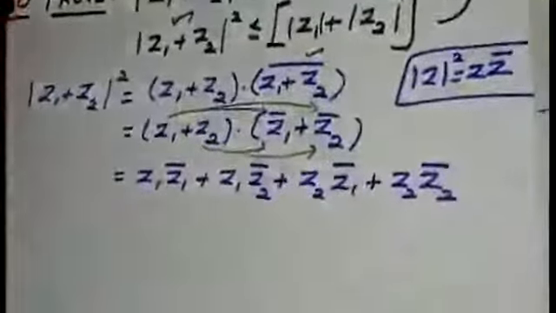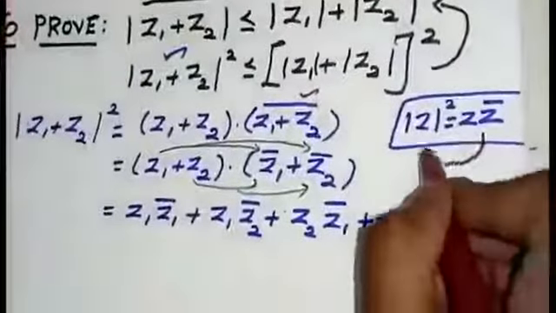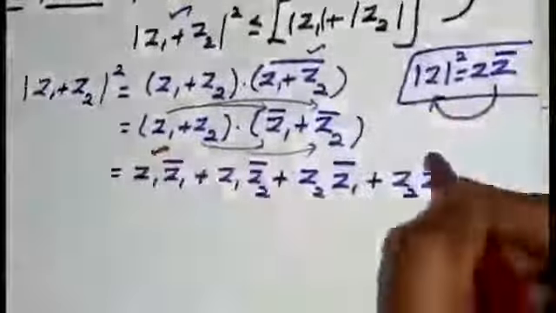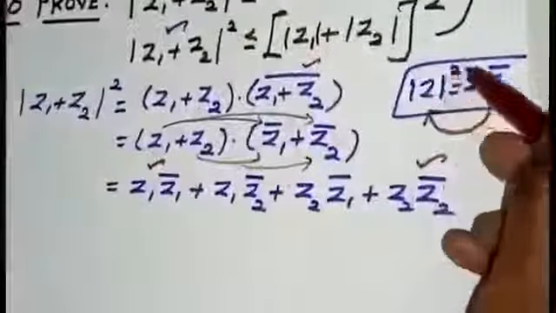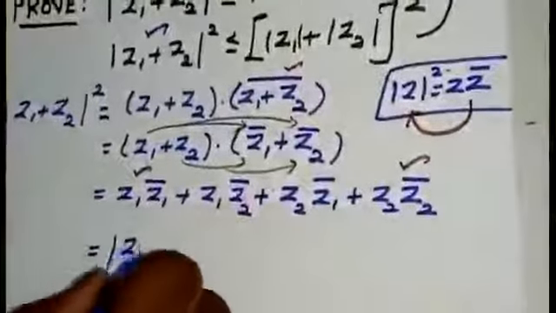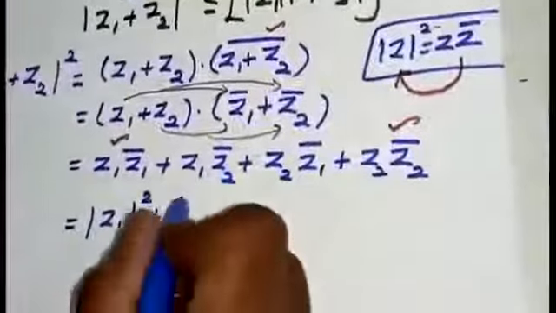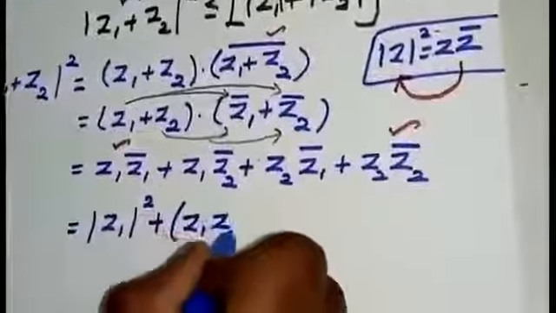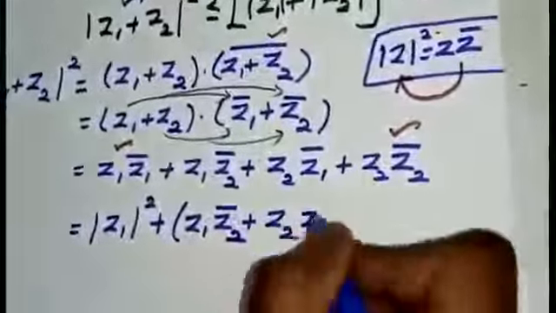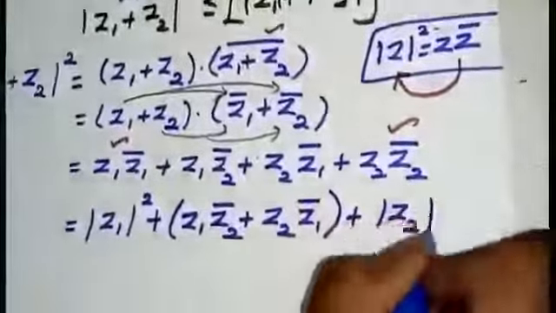Now again I am going to use this property, that is Z Z bar can again be written as modulus of Z the whole square. So these two places can be written as modulus of Z the whole square. So just see here how I am going to write. That is modulus of Z1 the whole square plus, I am going to write these two values inside the bracket, that is Z1 Z2 bar plus Z2 Z1 bar plus modulus of Z2 the whole square.